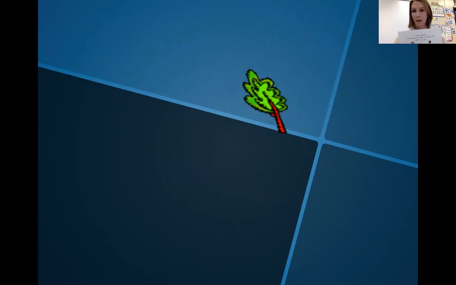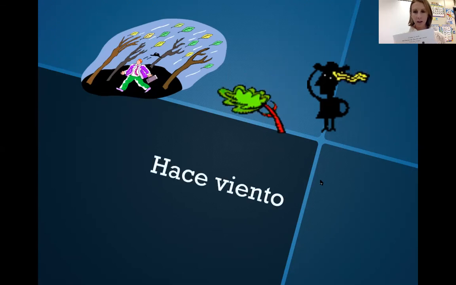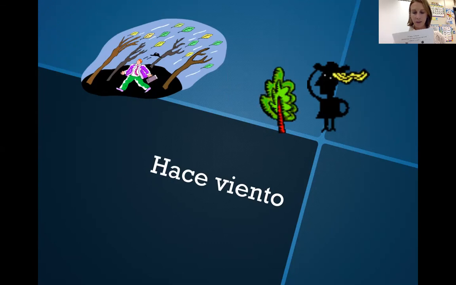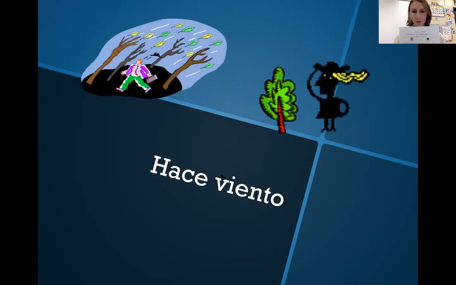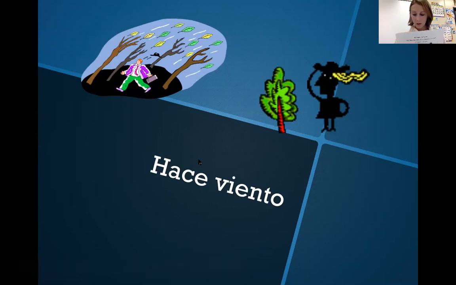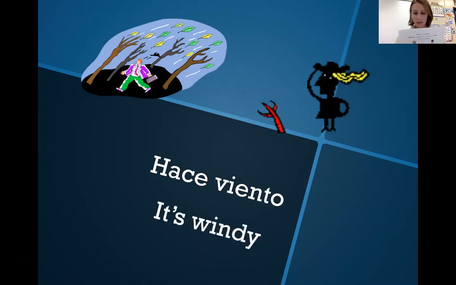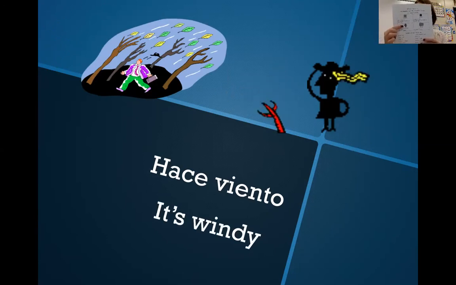Okay, this one, pay close attention to those pictures. This one is a little bit tricky, but look here. What's happening? Hace viento. You can also say hay viento, but it's spelled H-A-Y. So if you will find hace viento on your paper, what season is that? It's underneath el invierno. It's got a little flower on it.